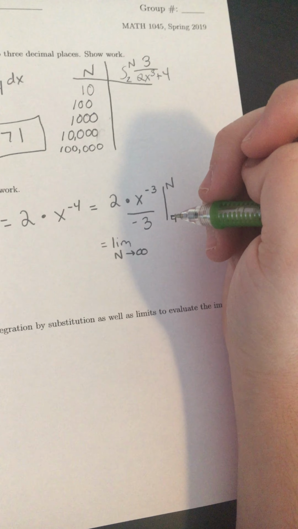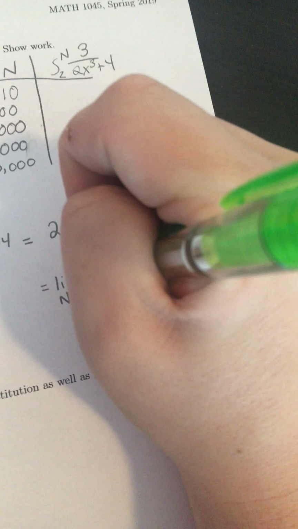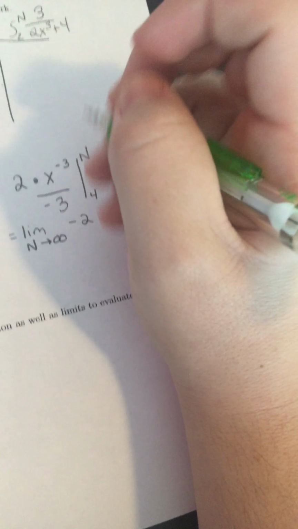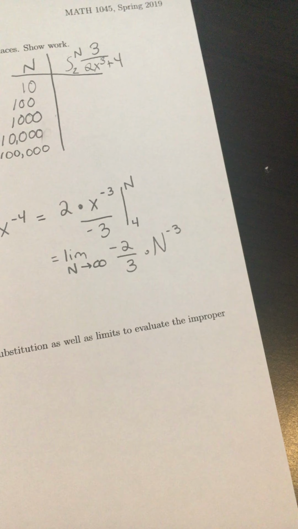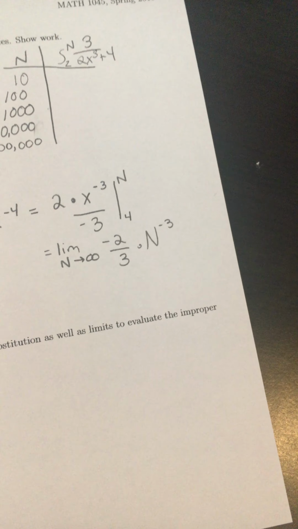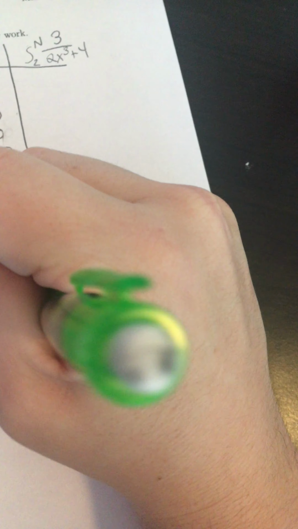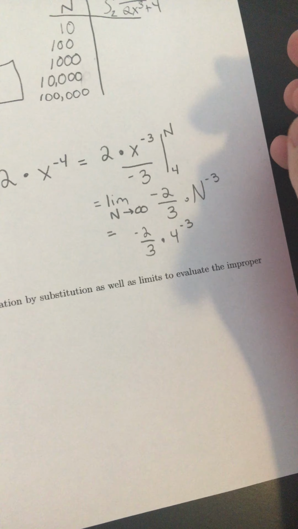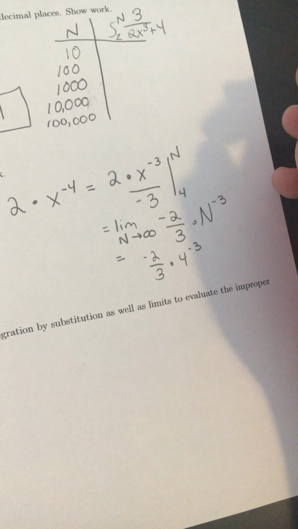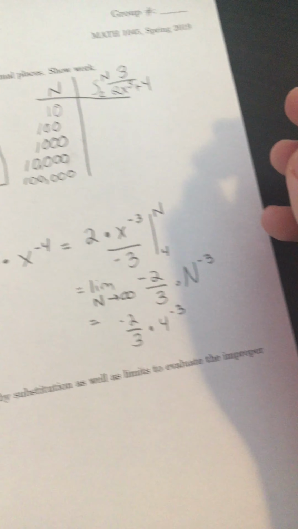We can multiply that out. So it's negative 2 over 3 times n to the negative third, which would then, so then if you want to figure out 4, we can then do negative 2 over 3 times 4 to the negative 3, and then we just simply multiply that. We'll do that over here.